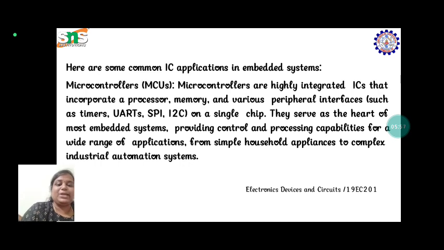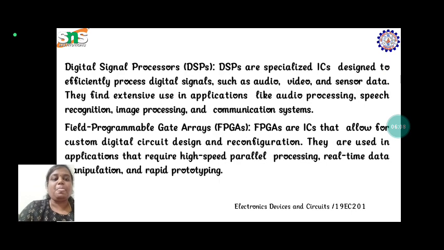So most of our applications like washing machine, microwave, remote control, whatever we are thinking, all of them make our work easier, and that is based on our embedded system. Next one is digital signal processing. Digital signal processing processes the digital signal.